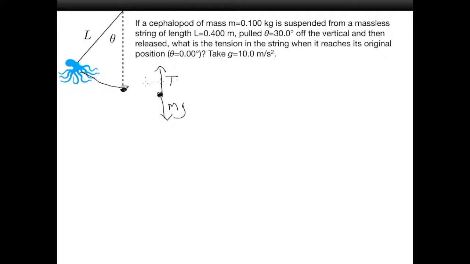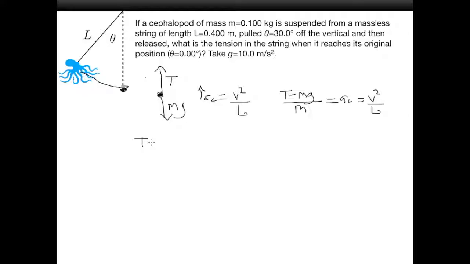Now this object is in circular motion at the bottom of its trajectory. So we know that the sum of the forces in the y direction has to produce a net acceleration towards the center of the circle with a magnitude of v squared over the radius of the circle, which in this case is L, the length of the string. So it's v squared over L. The sum of those forces in the vertical direction is T minus mg, divided by the mass of the object, and that has to equal a_c, which is v squared over L. I'm going to solve this equation for T.